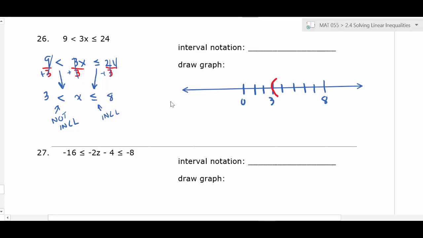Do not include the 3, so parenthesis. Include the 8, so bracket. Then go like that. And don't do it like this. A lot of times I see students do it like that. That's totally wrong. Make those things enclose like that. Interval notation is just like the graph is: 3, 8. Exclude, include. Make sure you draw your brackets and parentheses readable.